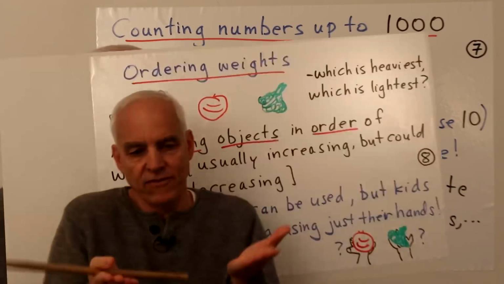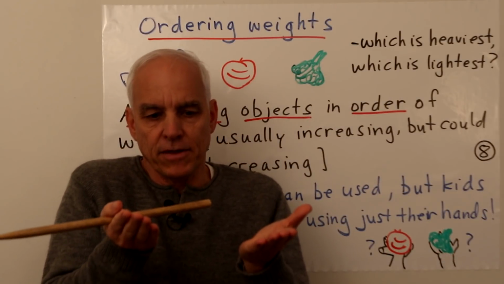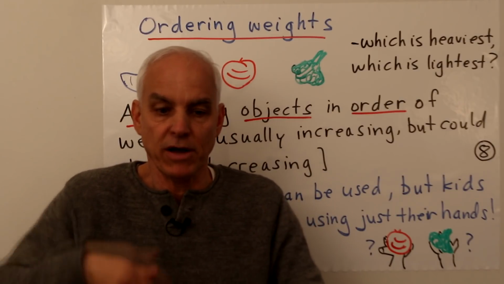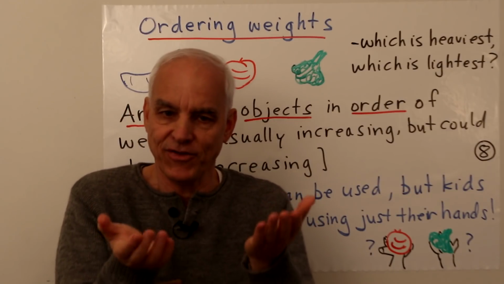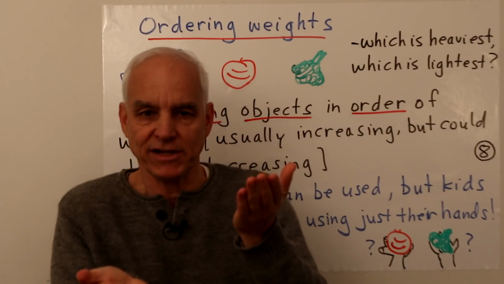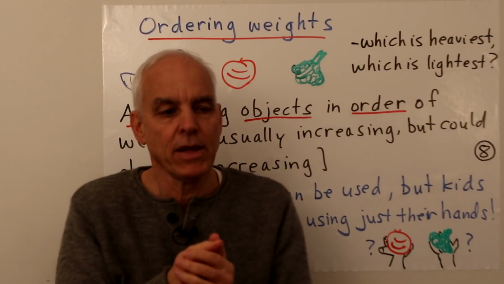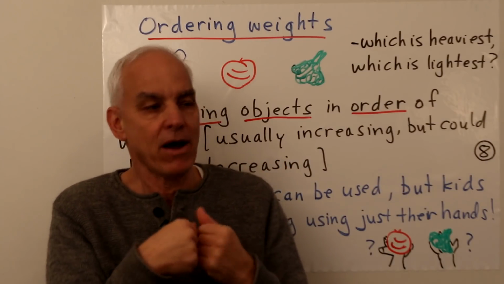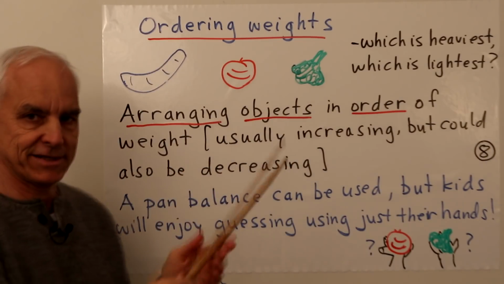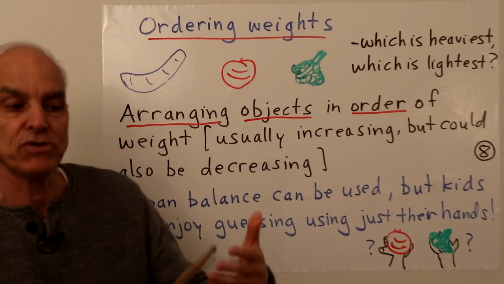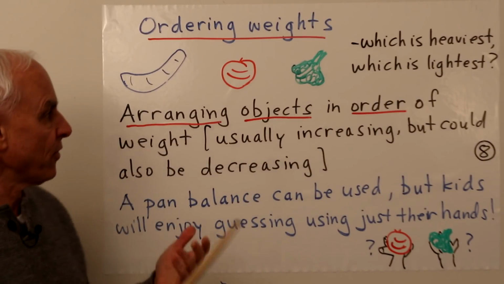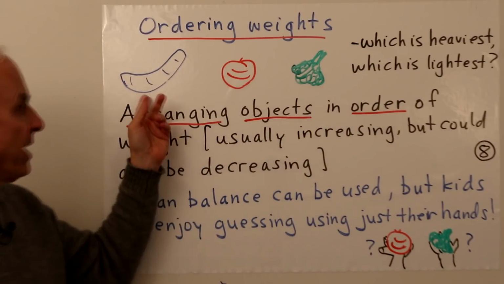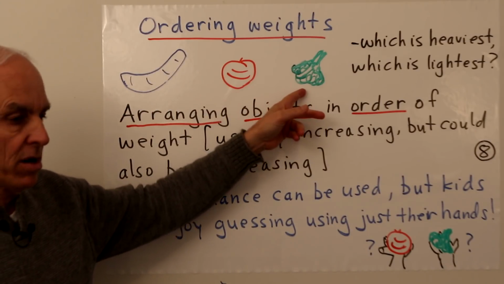So after children have some sense of the three relations, less than, equal, or greater than, corresponding to using a pan balance and figuring out which of two objects is heavier and which is lighter, then we can move up to thinking about ordering weights or ordering objects by their weight. So for example, maybe here are three things from the fridge. There's a banana, an apple, and a piece of broccoli.